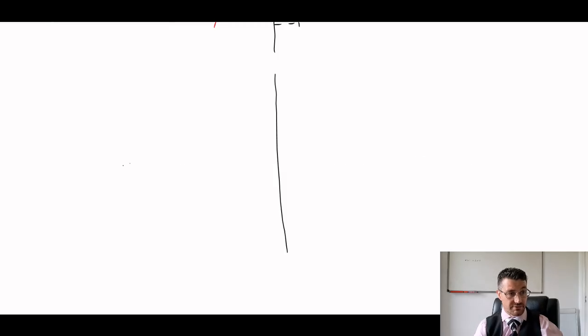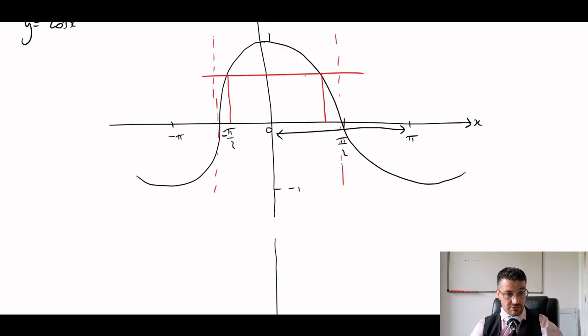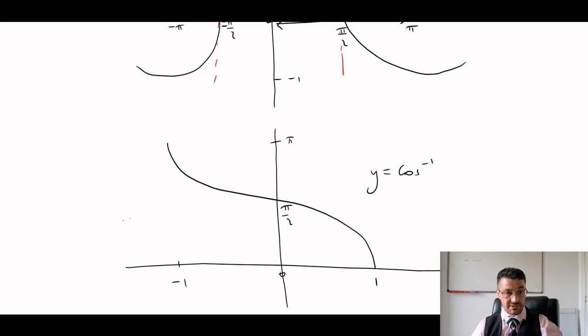Actually, no, I should have drawn that further down. The graph of the principal inverse function is going to look something like, so let's have a look. Reflecting in the line y equals x, going from 0 to pi, we're going to get a graph that looks kind of like this. So 1, minus 1, 0, pi by 2, pi. And that's the graph of y equals, and it'll be written as cos with a little minus 1 x, or arc cos.